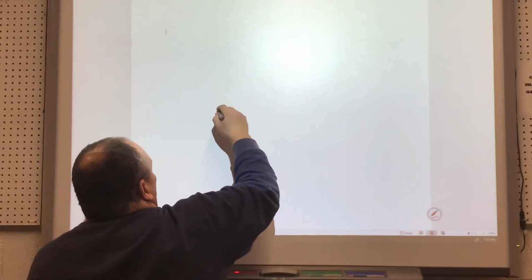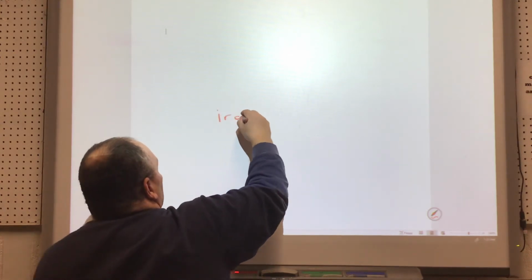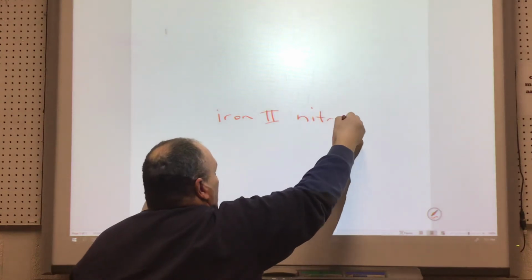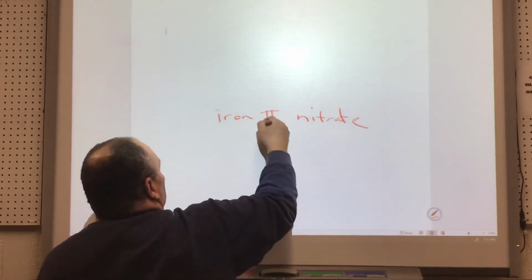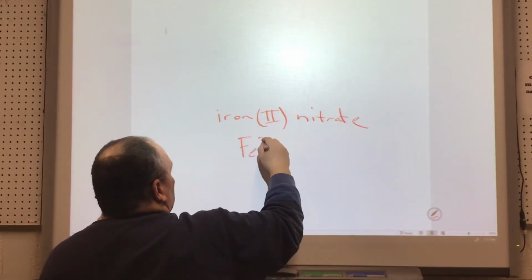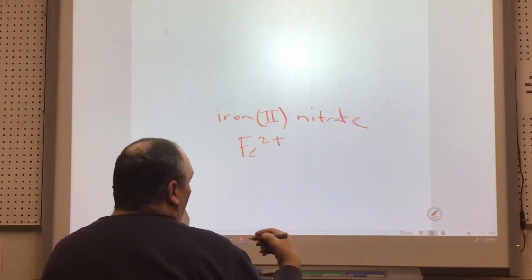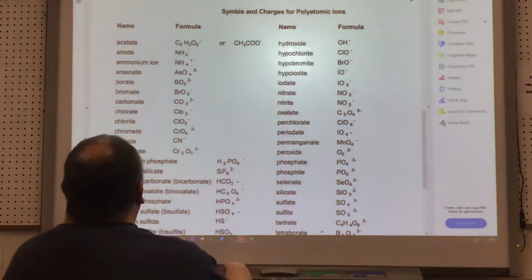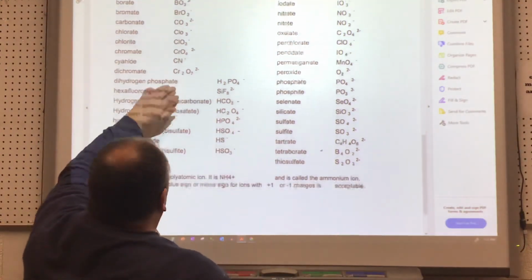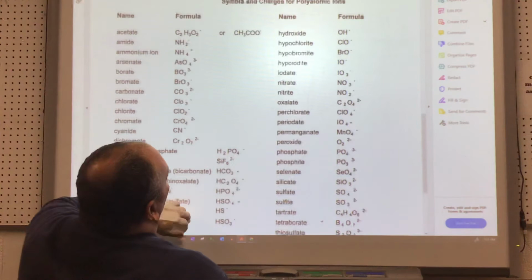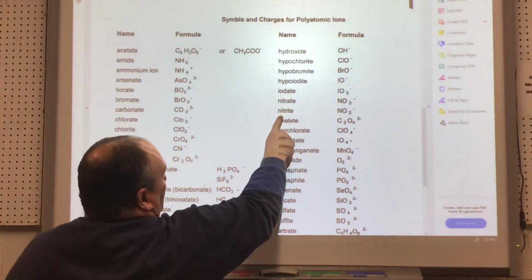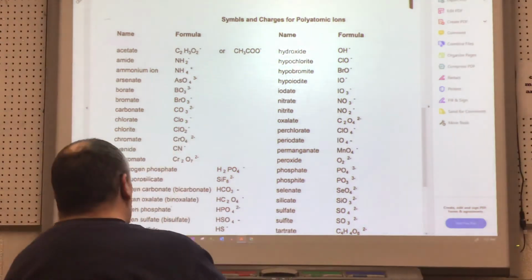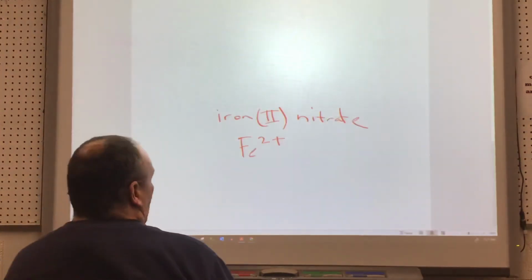Okay, so let's go with iron 2 nitrate. Okay? Look it up, Fe2 plus. Look up nitrate, not nitrite, because there is a nitrate and a nitrite. If we take a look here, there it is, nitrate, nitrite. This is NO3 negative, that's NO2 negative. They're completely different. Don't think they're the same, because they're not.